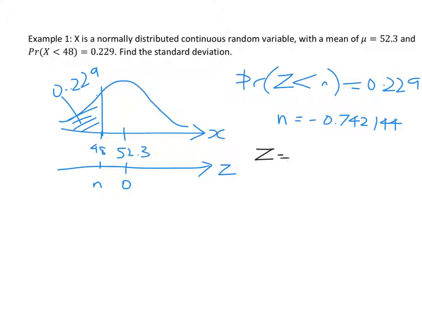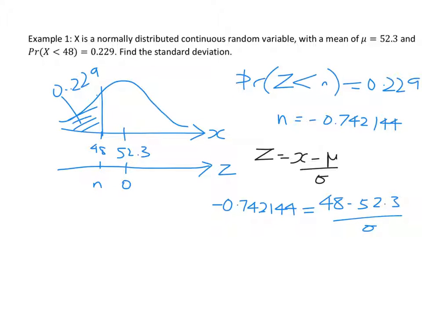So then we reuse this value for z and relate it to the 48 by the formula previously seen. z equals x minus mu over sigma. Our z value is n in this case, so it's negative 0.742144. Our x value is 48. Our mean is 52.3, and our sigma is unknown. Now, you can choose to solve this by hand or by calculator. If you choose to do it by calculator, you just need to make sure you have brackets around here. I'm going to do it by hand, so let's see how we go.